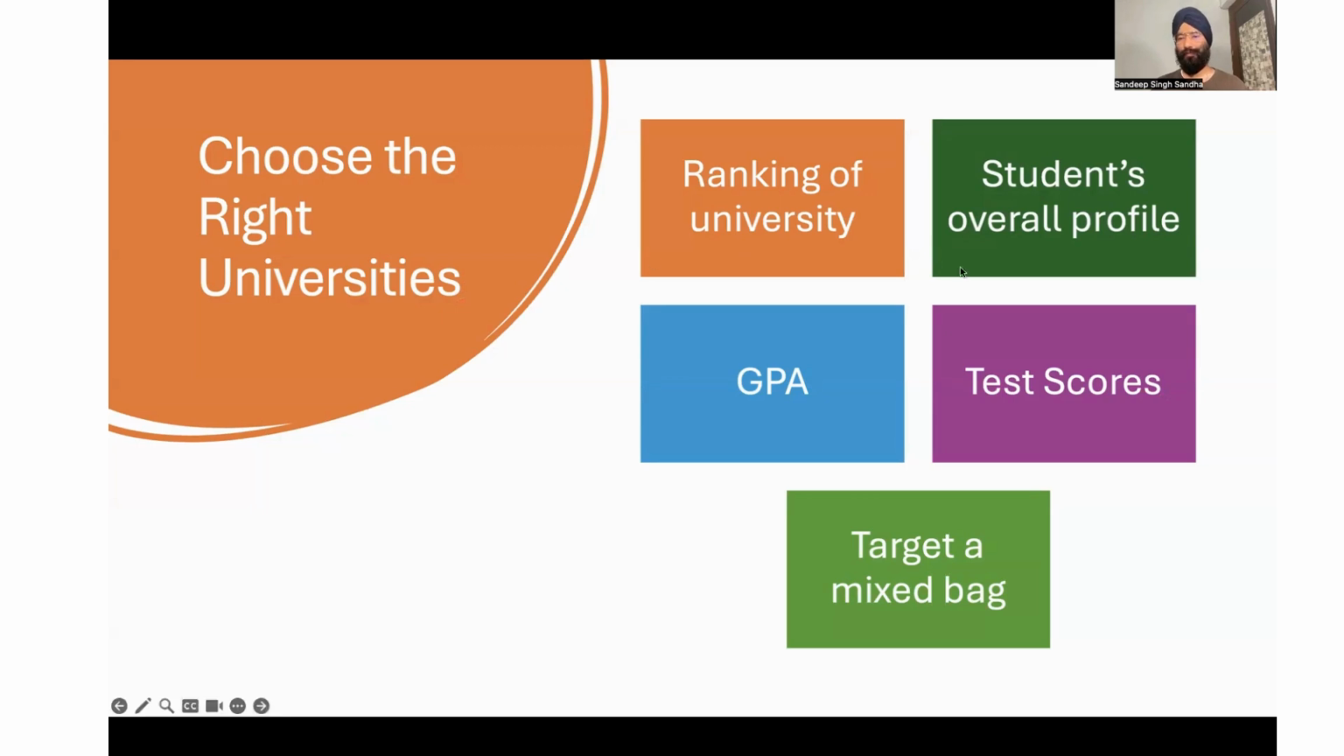Also, one thing to consider is it's not always a good idea to target the top universities. Try to target a mixed bag. Why I'm saying this is that, for example, if you always target the top universities which are very competitive, you may end up in a situation where you may not get even one acceptance. Although it's sad, universities are very competitive once you go up the ladder.